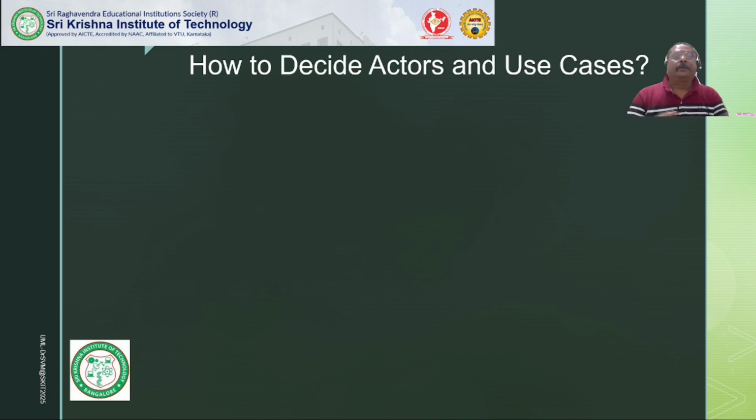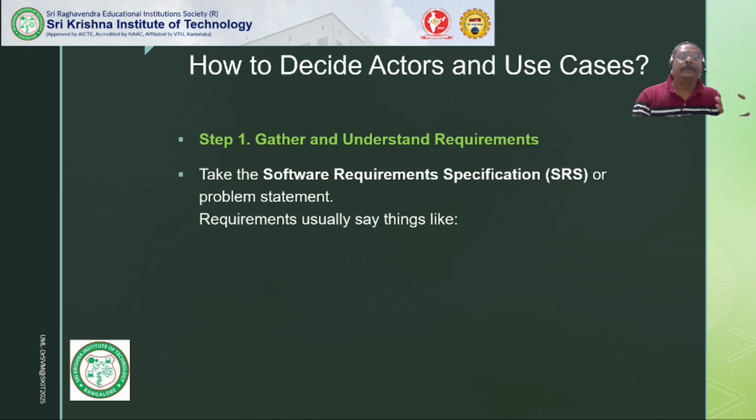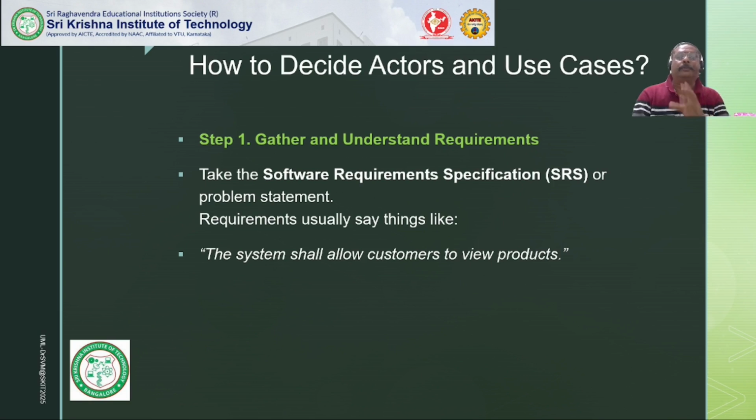Then the question is, how do we decide what the actors are, what the use cases are for writing the use case diagram? So the first step is to gather and understand the requirements. So take the software requirement specifications or the problem statement. The requirements usually say things like the system shall allow customers to view products.